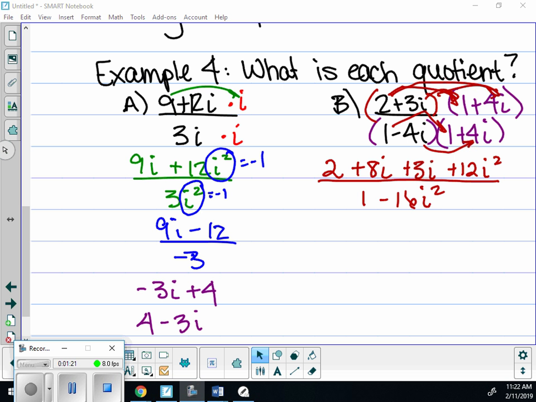So look for i squareds and make those negative ones. So in the numerator, I have a 2 plus 8i plus 13i. So the i's added together give me 21i. And I have a 2 plus 12 times negative 1, which would be the same as 2 minus 12. So I get negative 10.